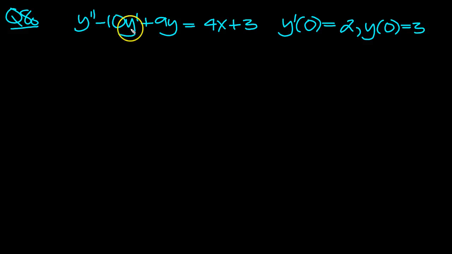y double dashed minus 10y dashed plus 9y equals 4x plus 3. And we've got these initial conditions here. So let's have a look at yh first of all then.